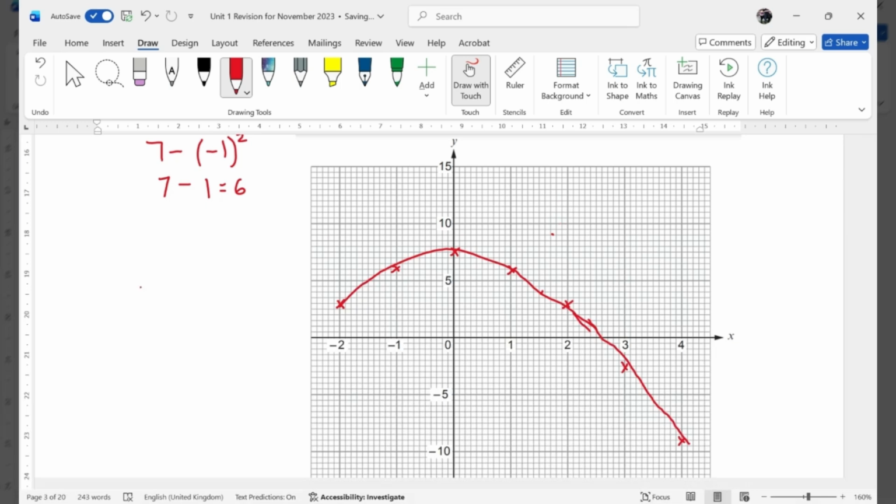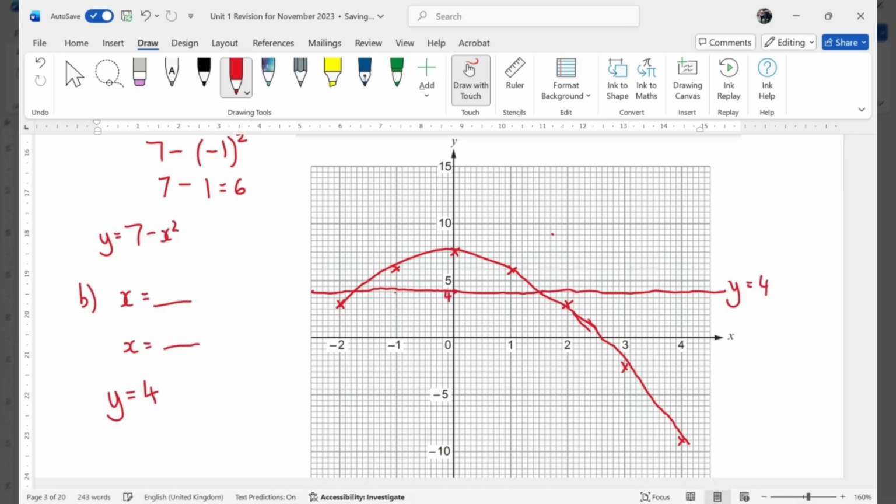What I was about to say was they sometimes do a part B, which will ask you, what are the two x values where this graph, which we have just drawn, intersects with another line? And the other line might be something like y equals 4, right? So I would have to go to y equals 4, which is there, and draw the line straight across. Sorry about how bad, I should use a ruler. Right, so draw the line y equals 4 and find where the two graphs intercept.